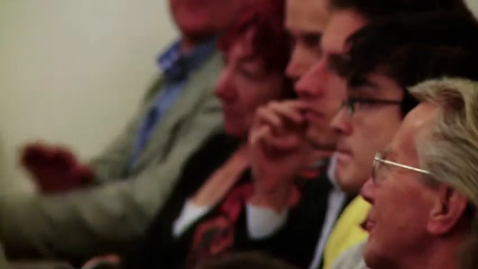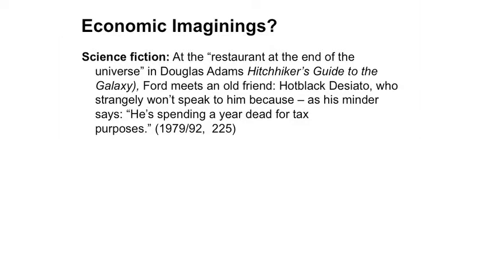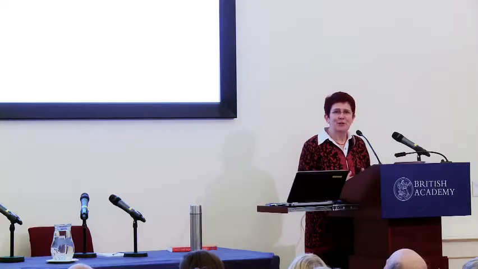So, in The Restaurant at the End of the Universe, in The Hitchhiker's Guide to the Galaxy, Ford, one of the main characters, meets an old friend, Hotblack Desiato. He's sitting at a table, he won't speak to him, although he's an old friend, and he's minded by some heavies. And after many attempts to speak to Hotblack Desiato, a minder says he's spending a year dead for tax purposes, which is a wonderful kind of idea that maybe you can imagine economists might have in their model.